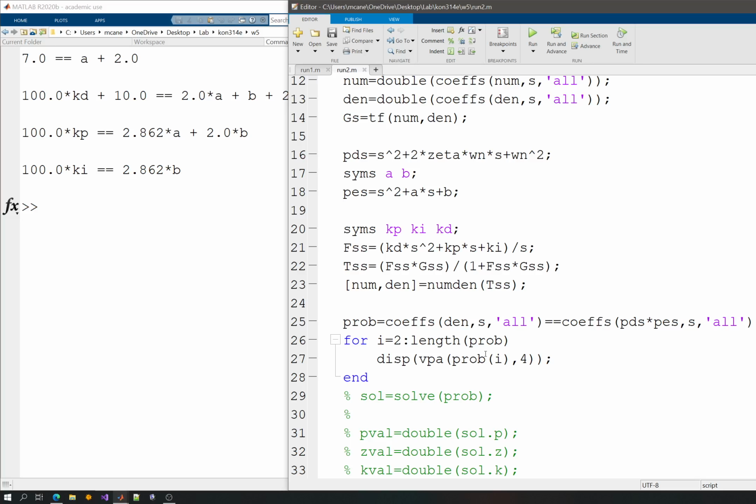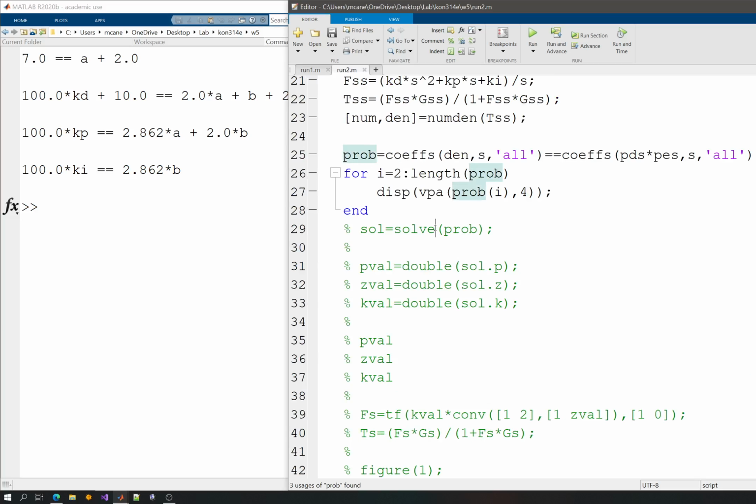Now, I can solve the problem, but I need to give it the parameters for which I want to solve it. So I said that A and B should be solved for as a starting point. And maybe I will look for KD and KI, and KP will be the free parameter. So that's a possibility. Or I can say, okay, let me get KP and KI, and KD is the free parameter.